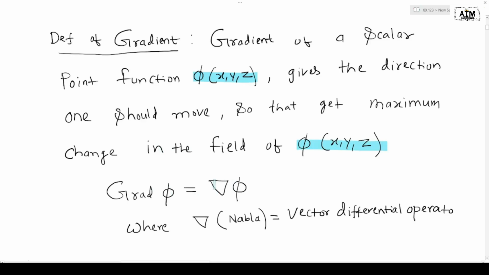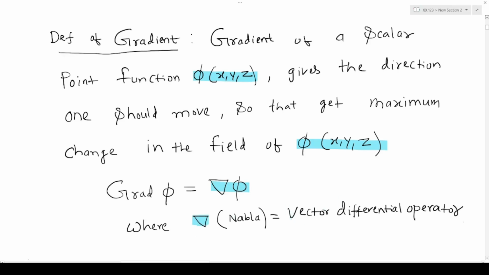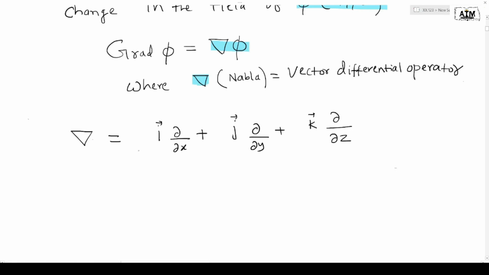The gradient of phi is denoted by Nabla phi, where this symbol is called Nabla, and Nabla is nothing but a vector differential operator. This symbol is also called a dou, so I call it a dou, not Daba. So the vector differential operator Nabla equals vector i into dou upon dou x plus vector j dou upon dou y plus vector k dou upon dou z.